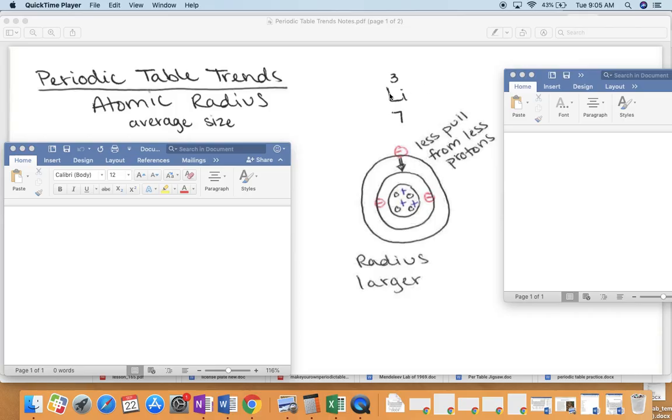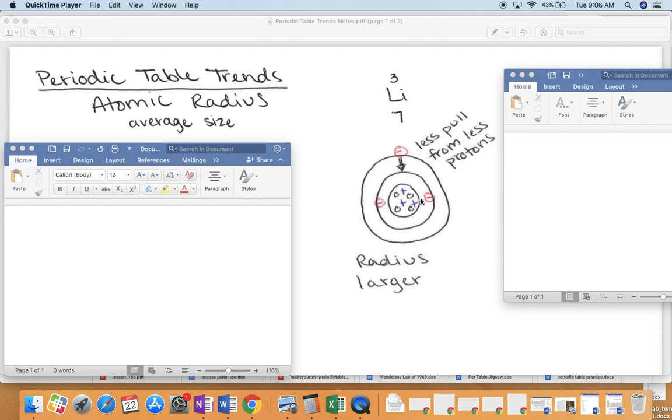First of all, lithium, which has an atomic number of 3 and an atomic mass, or mass number, whichever you want to call it, of 7. So we're going to have 3 protons, 4 neutrons, and 3 electrons.